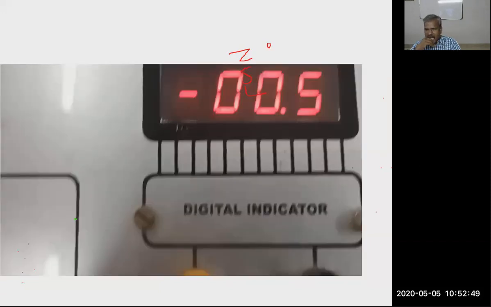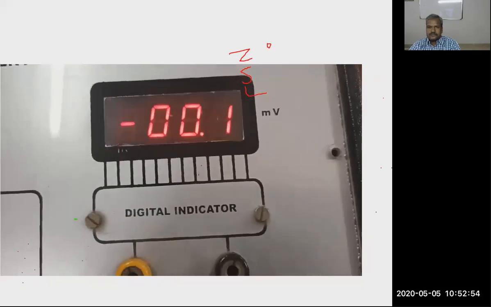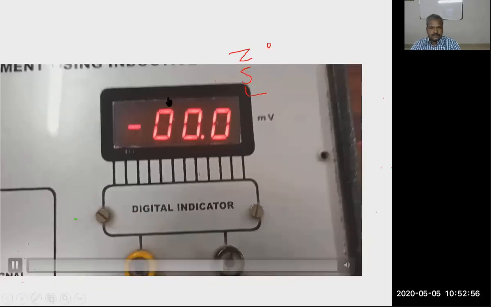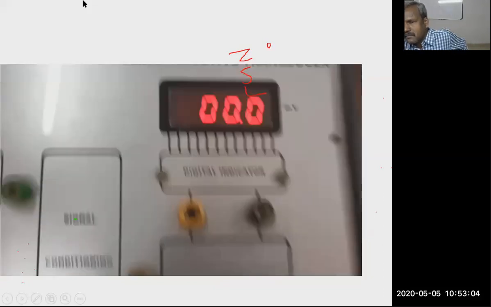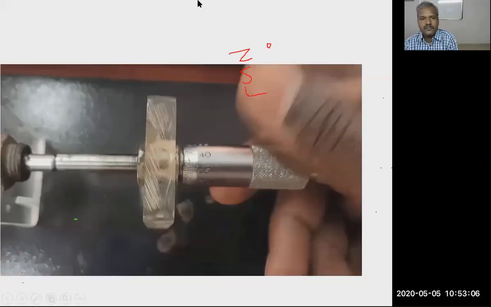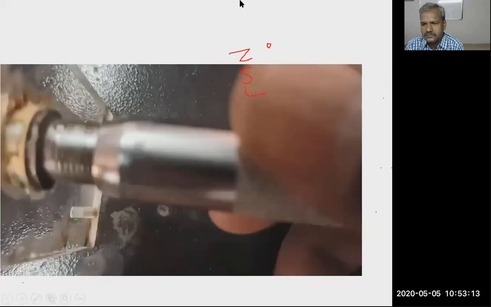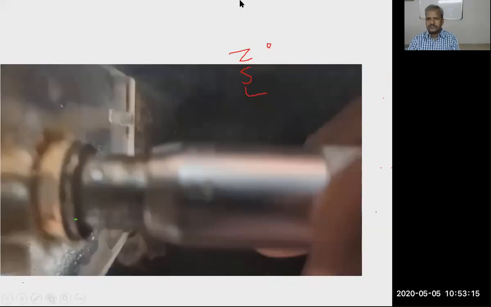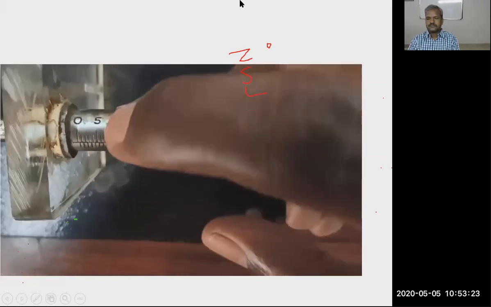Now the source is zero, so this micrometer reading is also zero. It is also showing zero. Some fluctuation is there due to power. Then you adjust this micrometer and fix at 10 mm displacement. You carefully take the reading. This is 5 mm. It is showing 5 mm. Then fix at 10 mm.